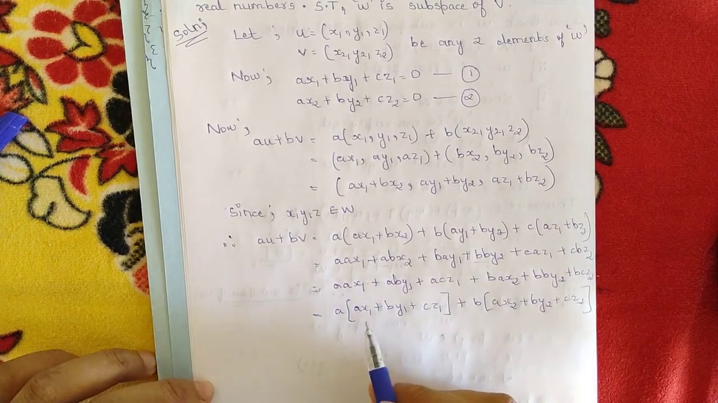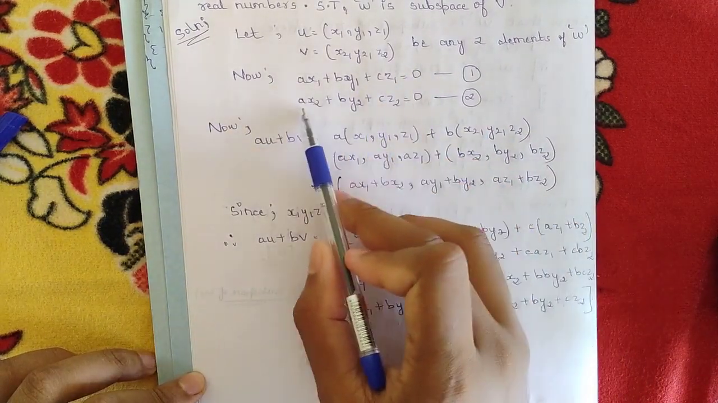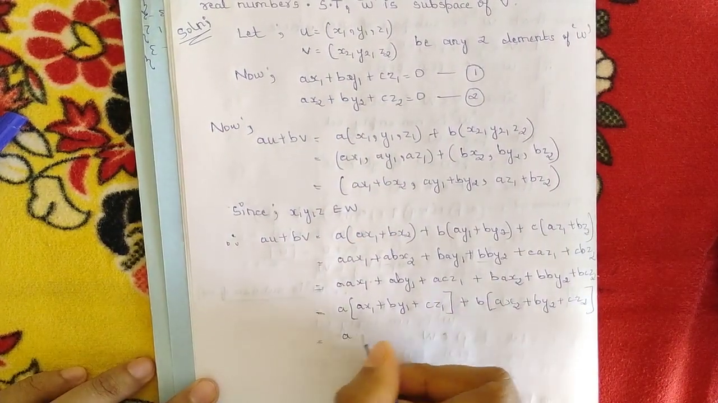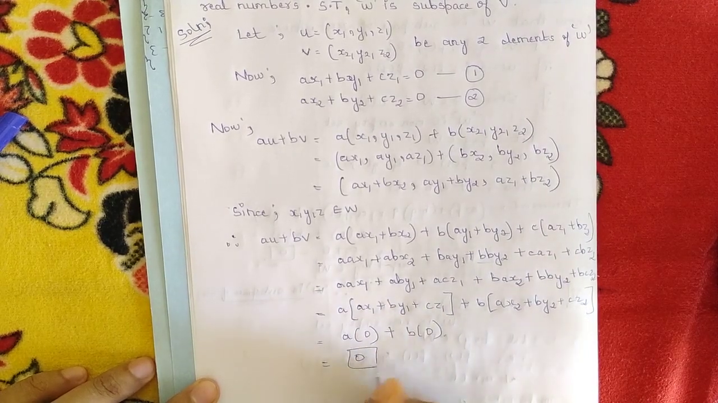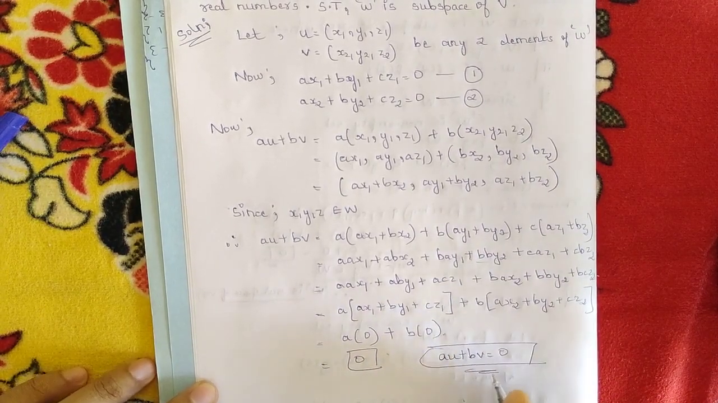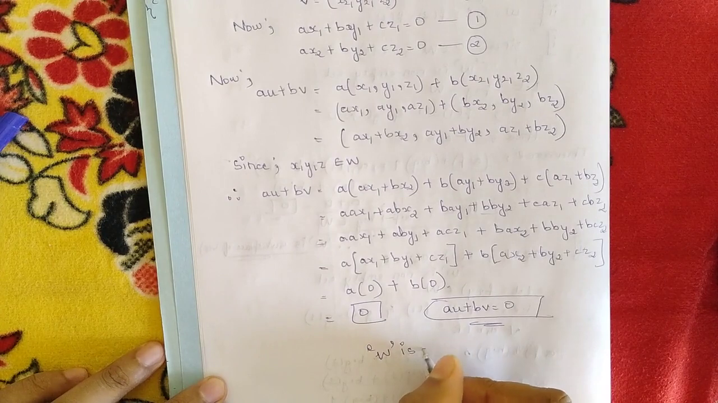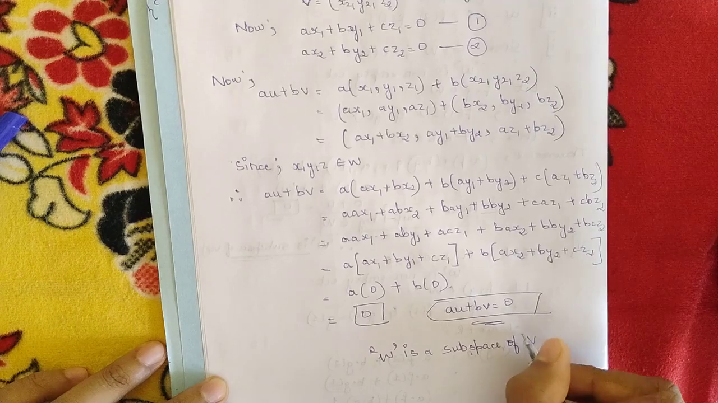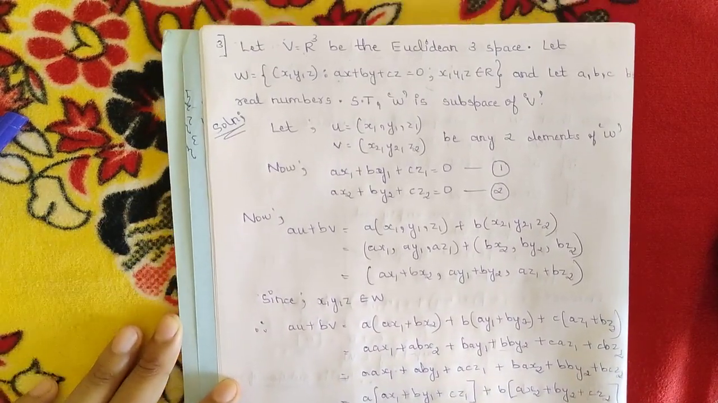So we have got this much, but you see in equation 1 what we have written: ax1 plus by1 plus cz1 equal to 0 and ax2 plus by2 plus cz2 equal to 0. So substitute that, so we would be getting a into 0 plus b into 0. If we do this, we would be getting our answer as au plus bv equal to 0. So whenever we get equal to 0, we can conclude by saying that W is a subspace of V. Okay, so understood?